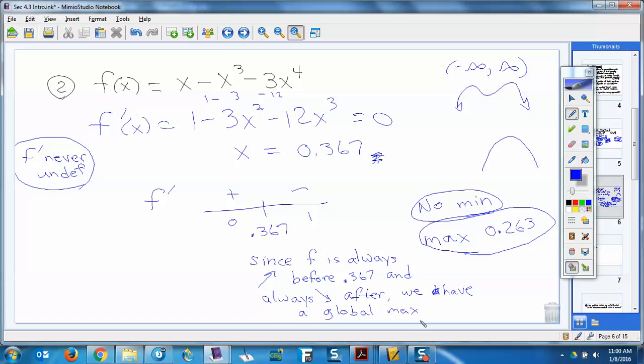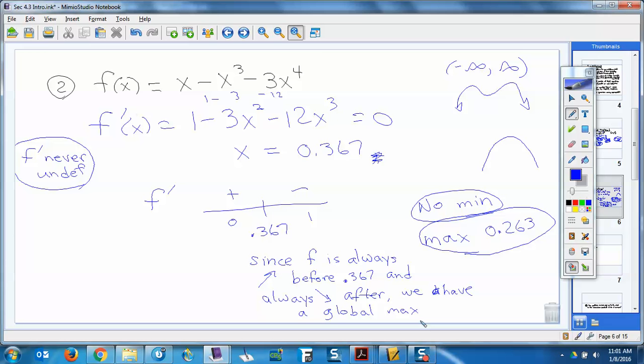candidates. And the AP has actually said for their test, in an acceptable justification of a global max or min, the key is the word always. Because you can't just say it's increasing before and decreasing after. That just means a local max, right? It's always increasing and always decreasing after, which means there's only that one candidate. So that's the key. All right?